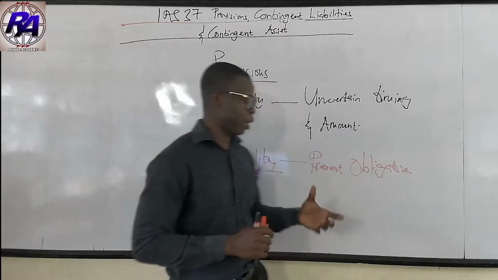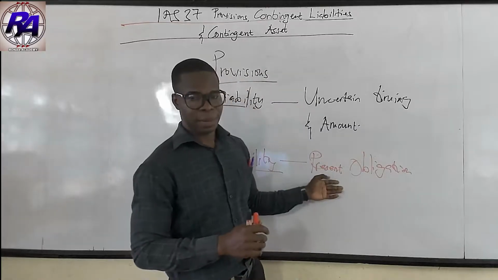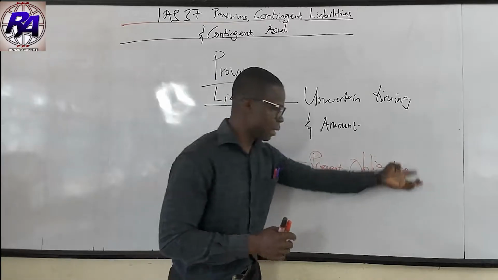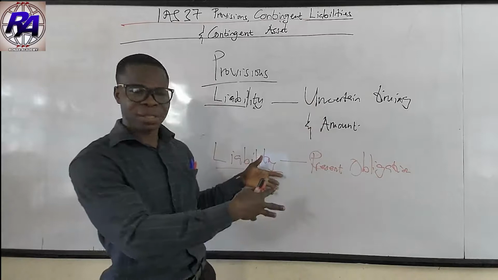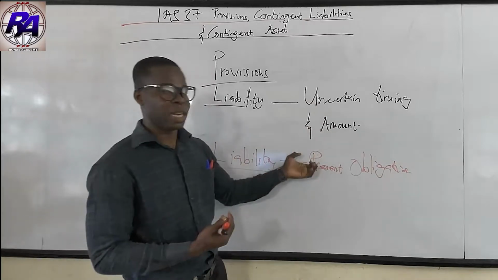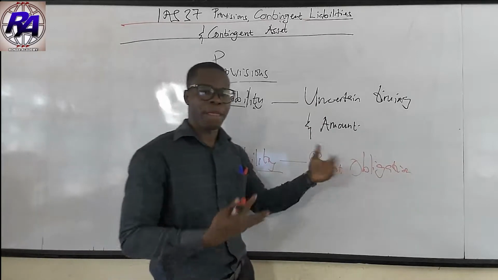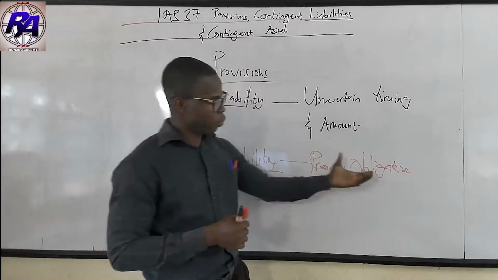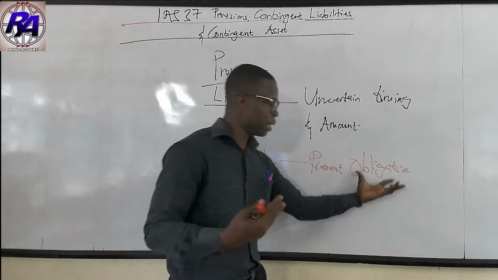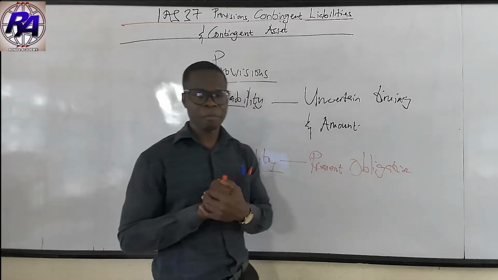That is basically about liability. Now we've also seen another key term, which is obligation. Remember, anytime you take a standard, you have to look at the definition, the scope, the recognition, the measurement, and then how you should disclose it. So we are looking at the definition of key terms. Now let's take the obligation.